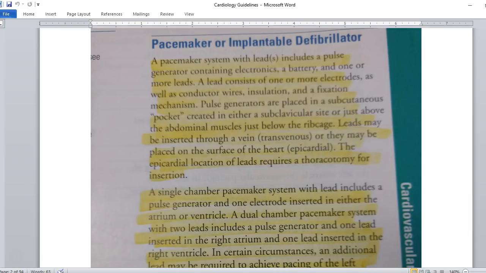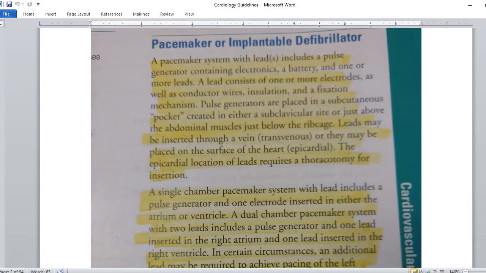However, because the most common is transvenous, when they create the pocket, they then bring the lead in through a vein, and then the vein leads to the heart, and they put it where it needs to be in the heart. If it's epicardial, it means on the outside of the heart. So that's when we need to do a thoracotomy. We have to cut into the thoracic cavity for proper insertion.